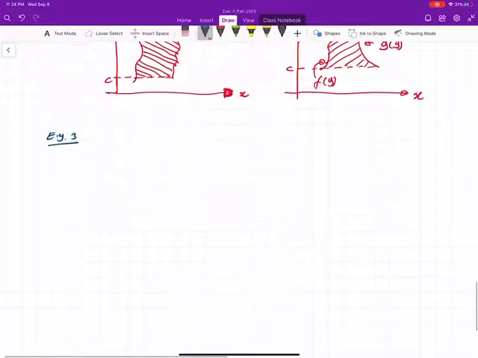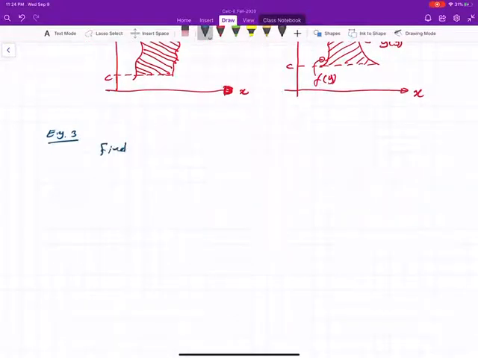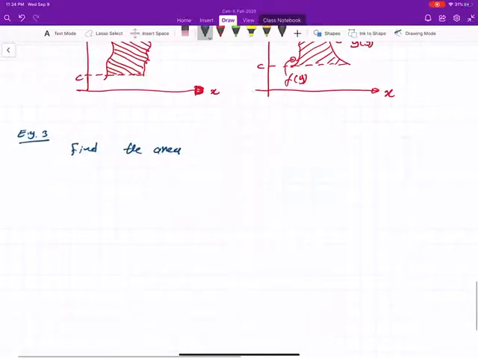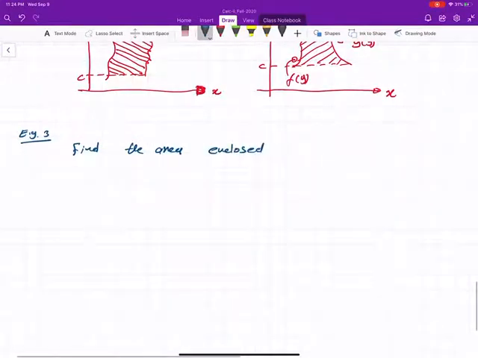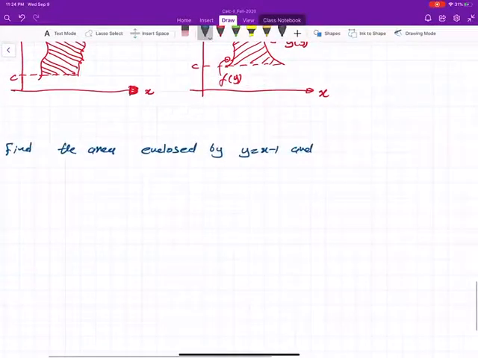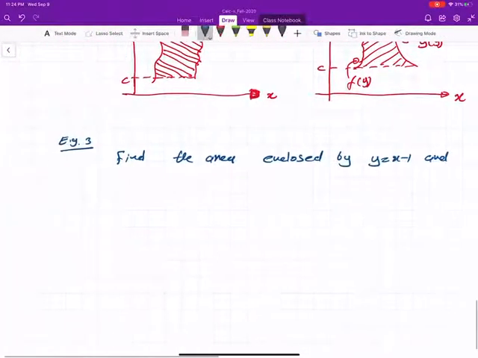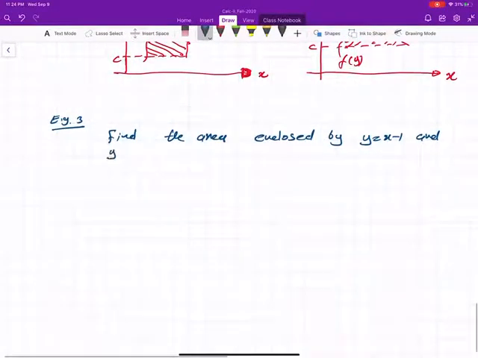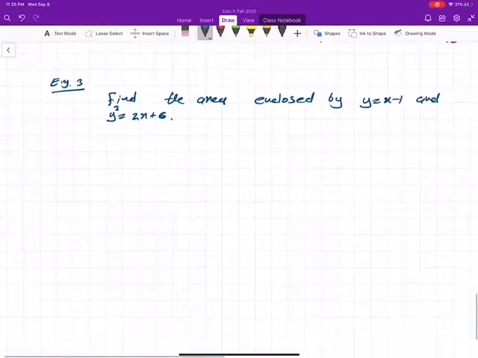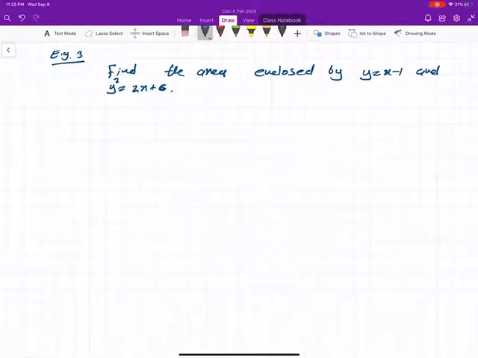Find the area enclosed by y equals x minus 1 and y squared equals 2x plus 6. All right, so this is the given problem. First draw it. The first step is to draw what is given here.